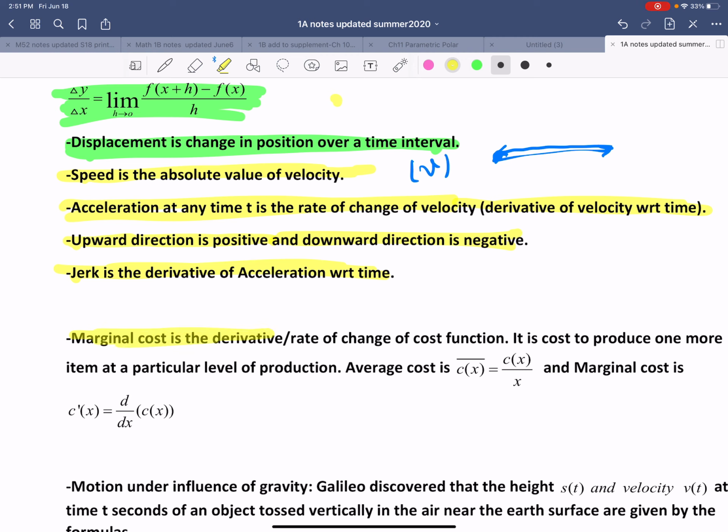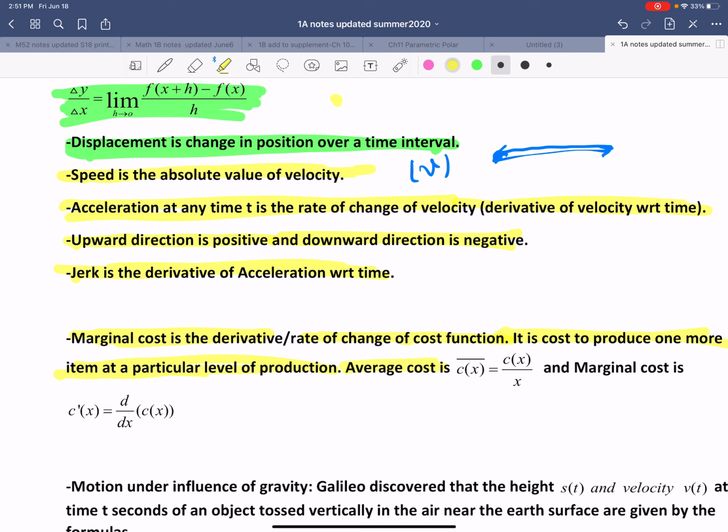Marginal cost is the derivative or rate of change of the cost function at that point. It's the cost to produce one more item at a particular level of production. So marginal cost at 50 tells me how much it's going to cost to make the 51st item. Marginal cost at 50 can be very, very different from marginal cost at 2000.